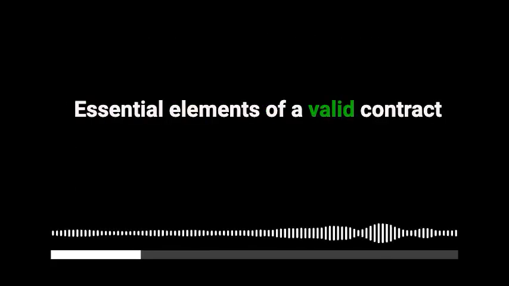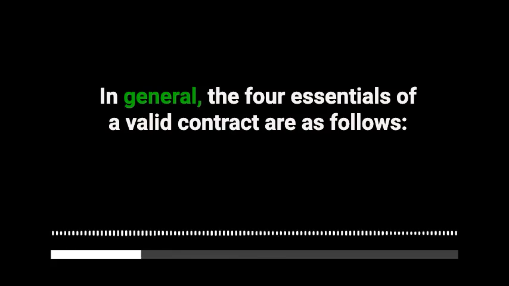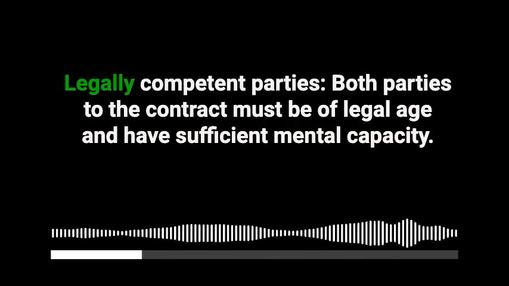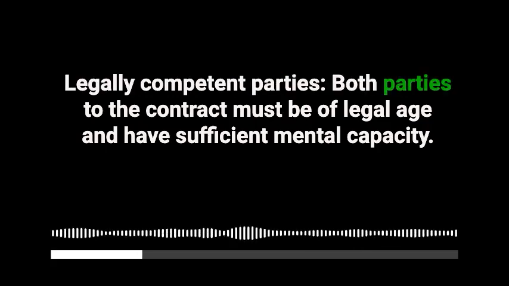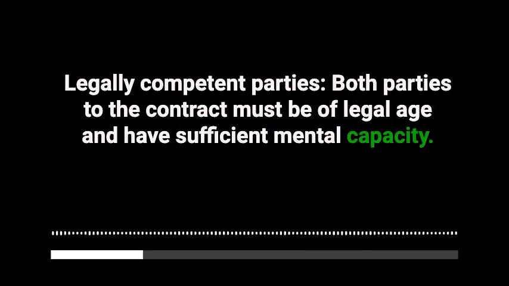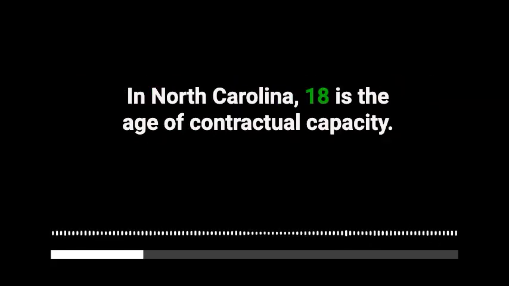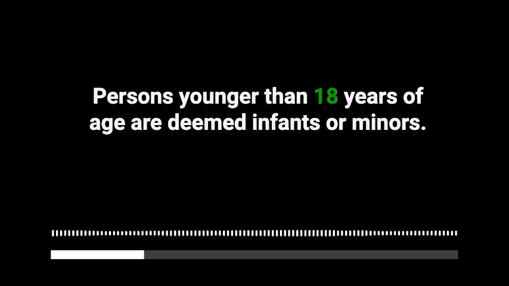Essential elements of a valid contract. In general, the 4 essentials of a valid contract are as follows. 1. Legally competent parties. Both parties to the contract must be of legal age and have sufficient mental capacity. In North Carolina, 18 is the age of contractual capacity. Persons younger than 18 years of age are deemed infants or minors.